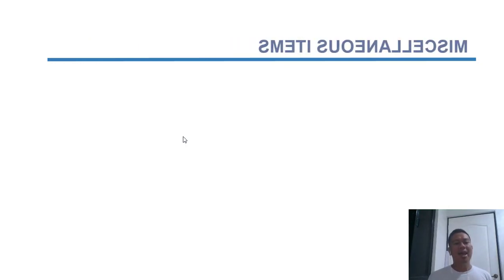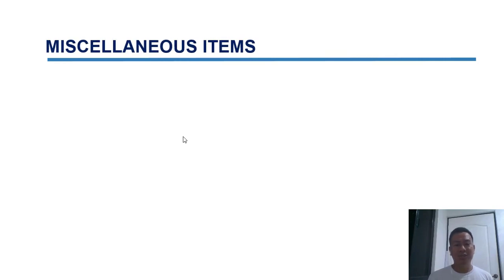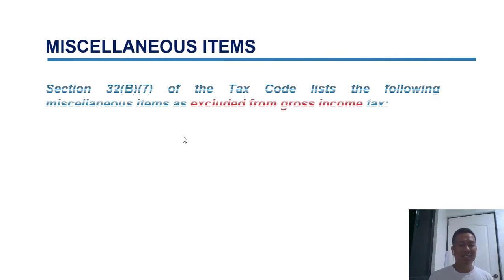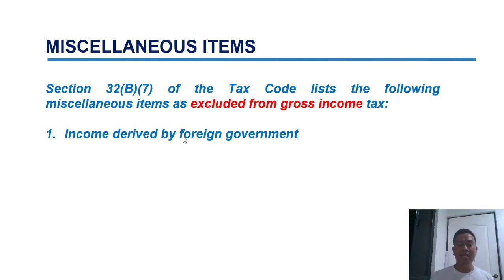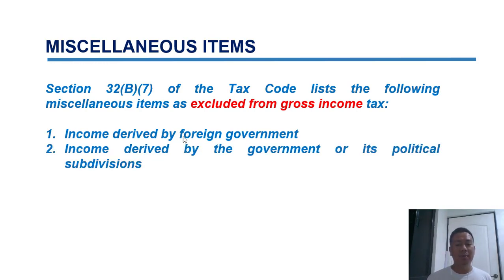And the miscellaneous items with regards to our non-taxable income, we have income derived by foreign governments. Kung makaka-receive ng income ang ating mga foreign government, they are also non-taxable or excluded from their gross income. And income derived by the government and its political subdivisions. Yung mga LGUs natin, yung mga government agencies natin, they are also excluded from the gross income tax.